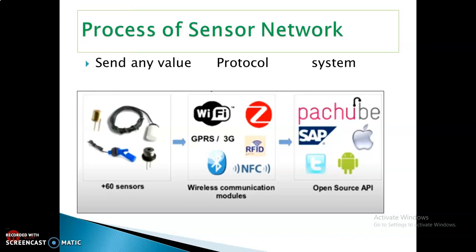The communication protocol is like Wi-Fi, or RFID, or Zigbee, or via Bluetooth. There are many communication protocols through which it will be connected to your system. The system is your cloud. So this is mainly the process for your sensor network. In a sensor network, you can use open source software also. All the sensors are embedded with your communication module, the data we can get out, then it will be interfaced with your system.